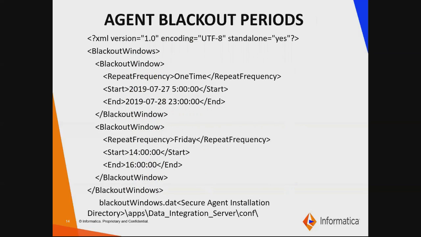Agent blackout periods. If your data integration tasks are running and you want your agent blackout period to be set, you can set it directly on the agent by creating a file called blackoutwindows.dat and updating this XML with the respective start and end time. Once you start the agent after this file is placed in this particular directory, the agent blackout period is set. Thereafter, no other data integration task will be triggered once this is set. This will be useful when you're trying to do some tests or any kind of activities on your secure agent.